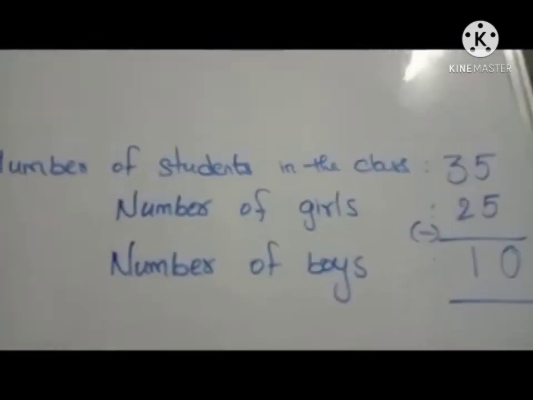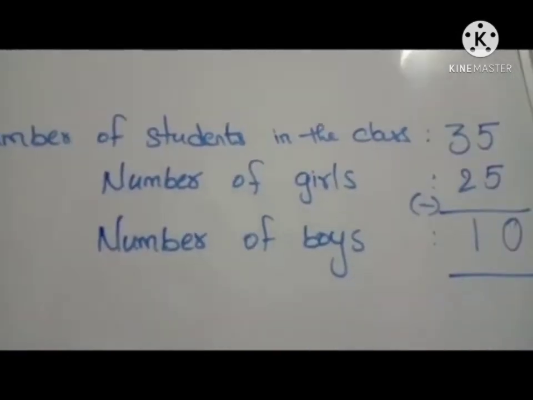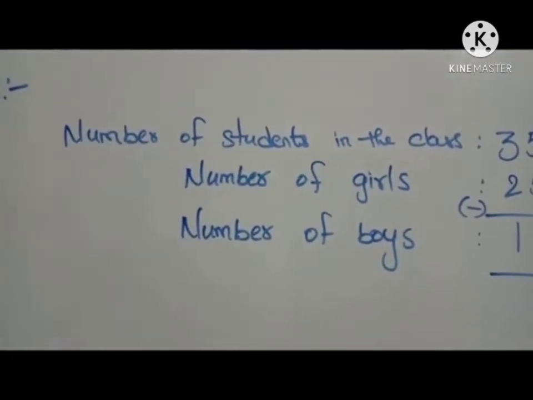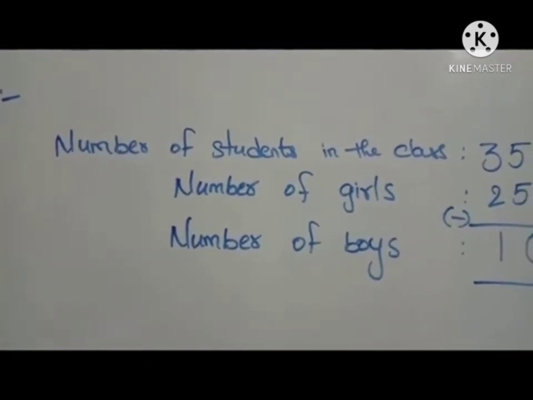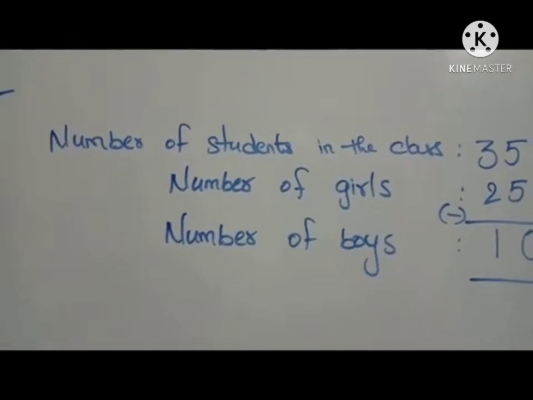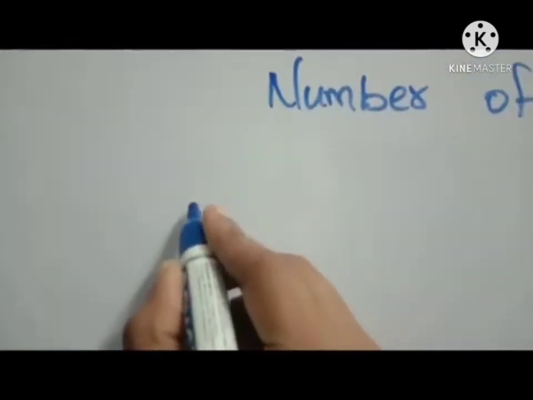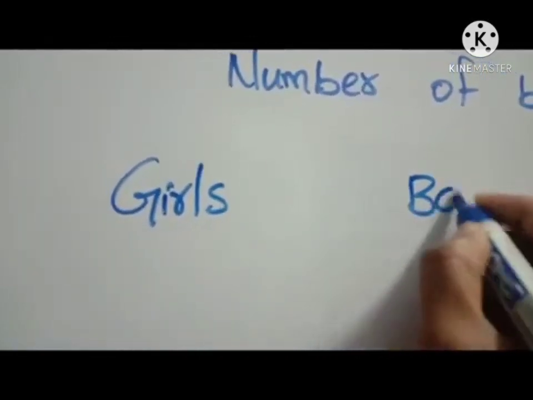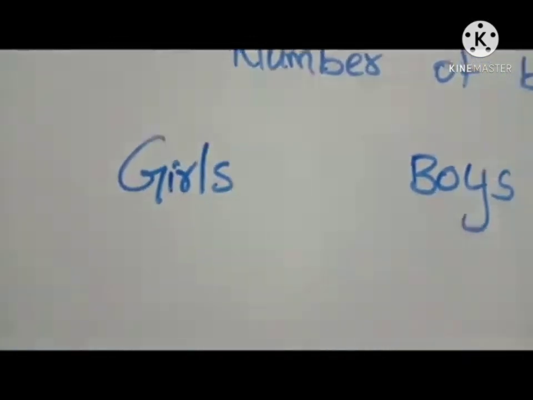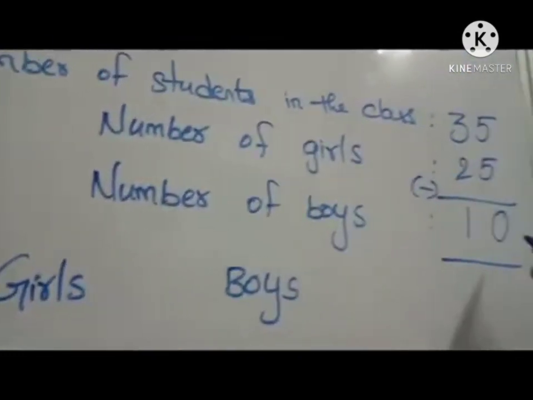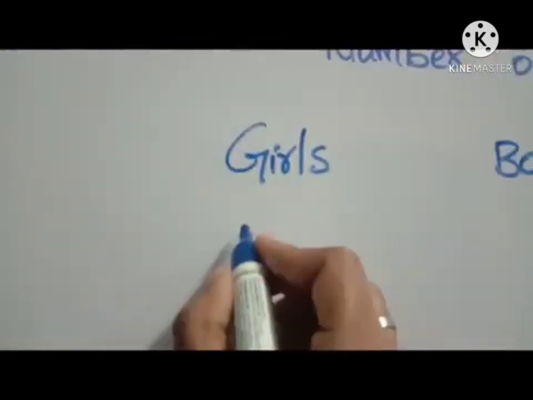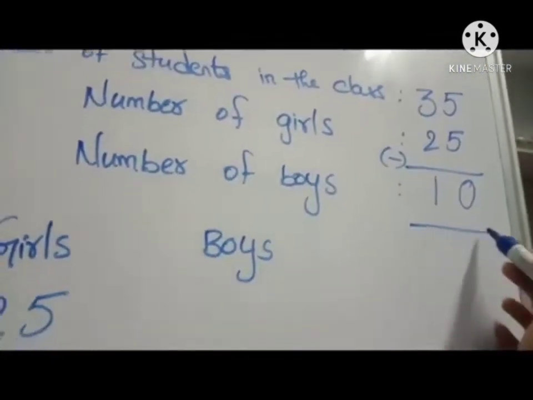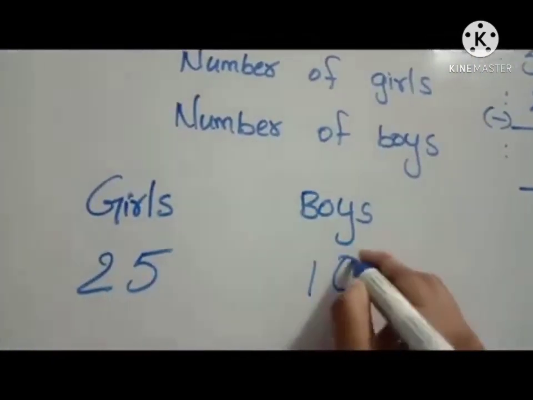Boys and girls. Here, what do we have to do? We have to find the ratio. Find out the ratio. Ratio of whom? Girls to the boys. Girls to the boys. First write here the girls, and next here boys. How many girls are there? 25. So write here 25. Again boys, how many members are there? 10 members are there. So write here 10.